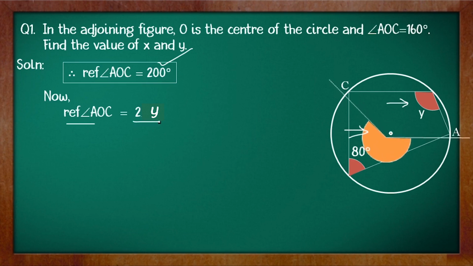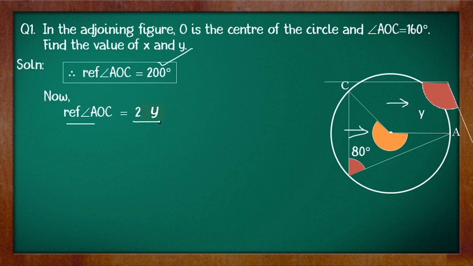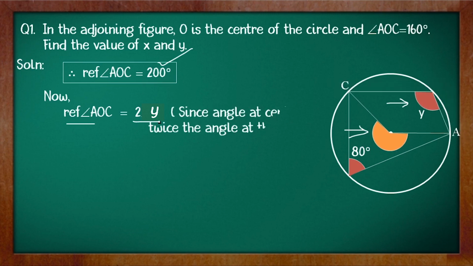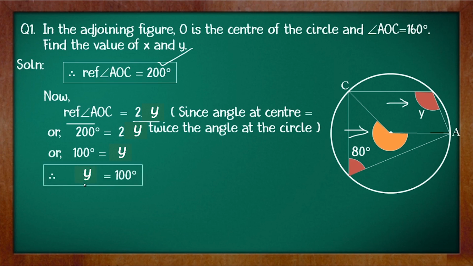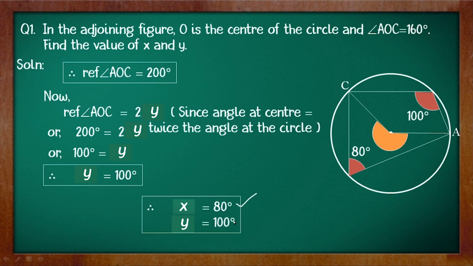So this is the angle at the center and this is the angle at the circle. With the same reason we can write, since the angle at the center is equal to twice the angle at the circle, putting the value, we get 200 degrees is equal to 2 into y. After cancellation we get the value of y as 100. So y is equal to 100. Now the value of x is 80 and the value of y is 100. So this is how we solve this problem using that theorem.